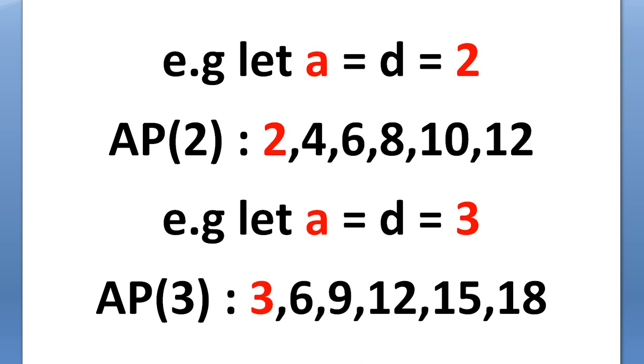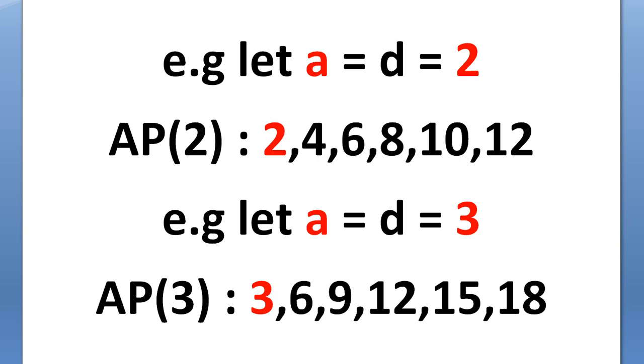So yeah, AP2 is 2, 4, 6, 8, 10, 12. An arithmetic progression is just a series of numbers with a first term and a common difference. The first term here being 2, which is prime, and the common difference of 2, which is also prime, and also equal to the first term.